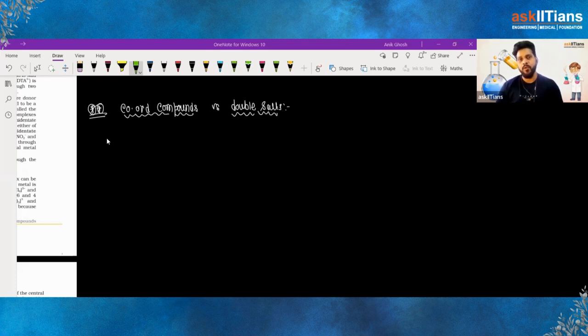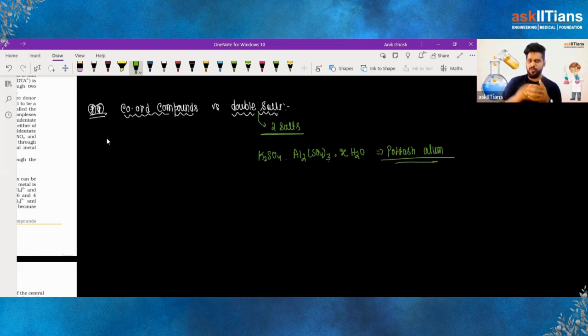So what are double salts? When two salts are mixed together physically. Let's say I'm mixing K2SO4 with Al2(SO4)3. When we mix them together, guys, there is water of crystallization, 24H2O, let's say xH2O. There are places where it is written as 6H2O. Guys, what is this compound? This is called potash alum. Water of crystallization is generally said to be 6H2O.